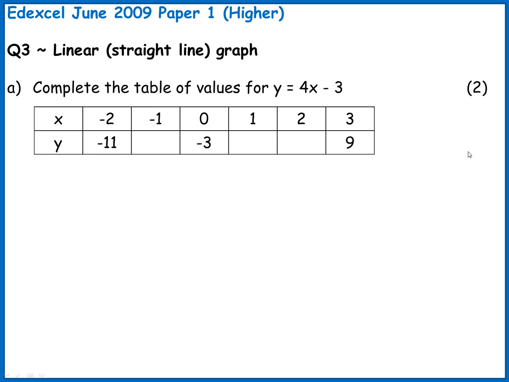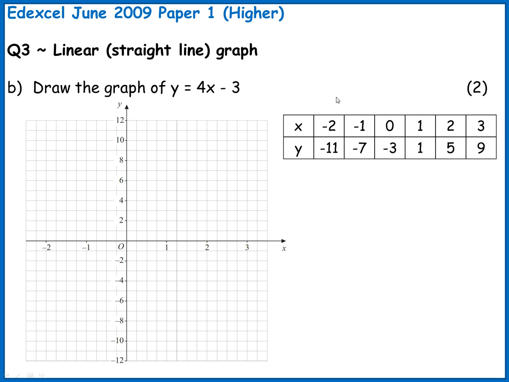So this one's a typical linear or straight line graph question. We've got the rule that we need to put on the graph. So we've got y is 4x minus 3. So what that means is we take our x coordinate, multiply it by 4, because 4x means 4 lots of x, and then subtract 3 from it.